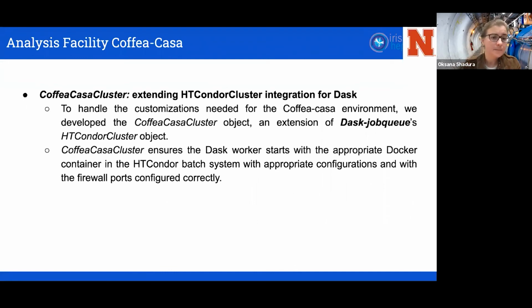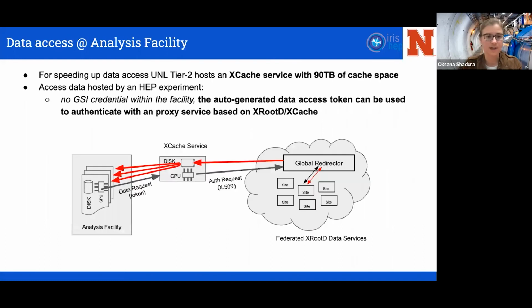Then, to handle the customization we needed for our own purposes, for high energy physics, for all these tokens and so on, we developed our own Coffea-Casa cluster object, an extension of the dask-jobqueue HTCondor cluster. This ensures that the Dask worker starts with the appropriate Docker container that we selected, with the particular HTCondor batch system with its configuration and firewall ports configured correctly.